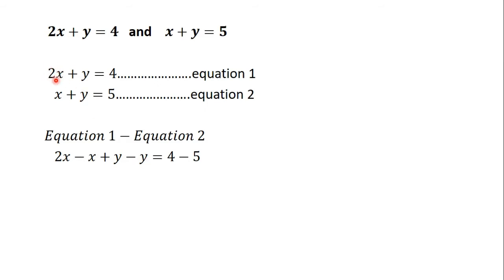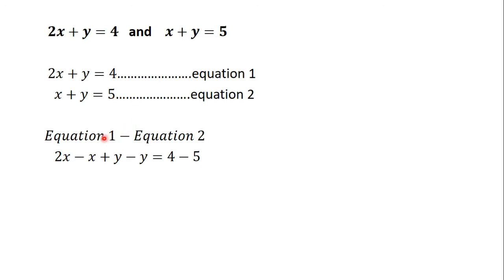So we take the first part, 2x. We subtract the first part from it, so minus x. You come to the second part, which is plus y. We subtract the second part, which is y, from it, so minus y. Then we have our equal to sign there. We take the last part, which is 4. We subtract the last part of equation 2, which is 5, from it. So 2x minus x, y minus y, 4 minus 5. I hope that is clear.